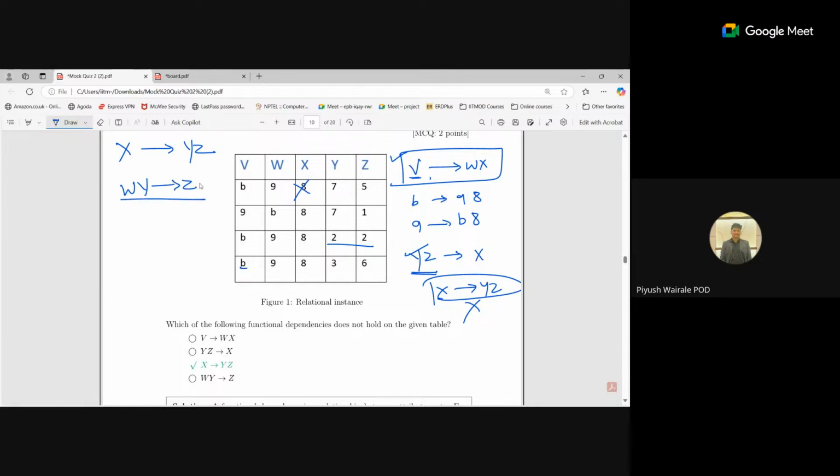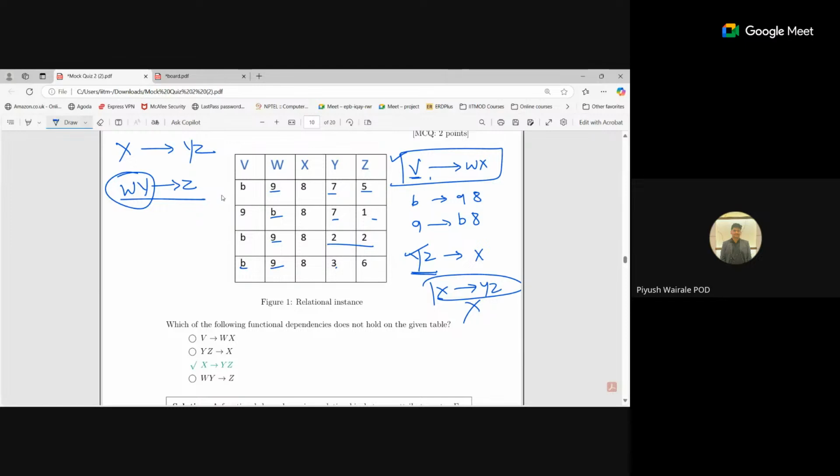Similarly, YW determines Z, right? You can see here, WY is W and Y, so 9 7. You need to consider the combination here. So 9 7 determining Z, that is 5. Do we have 9 7 elsewhere? No. 9 7 1, do we have 9 7? No. 9 2 2, 9 3 3. So every left hand side value is unique. So anyway it will hold this particular functional dependency, right?